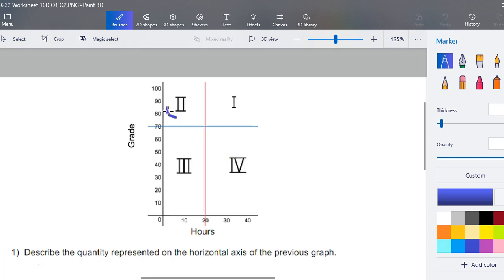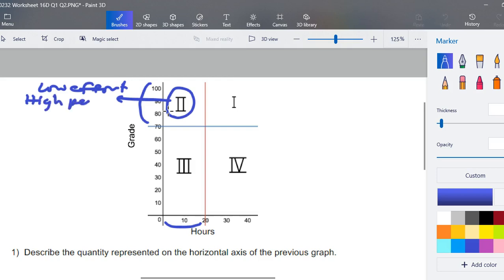So in question 4, the one that we read pertains to this quadrant. In this quadrant, our grade is high, our hours are low. And so they're calling this one low effort, but high performance. So with that in mind, we can go ahead and label the other quadrants.